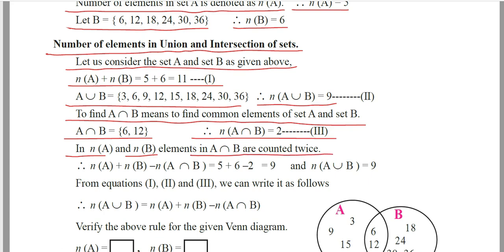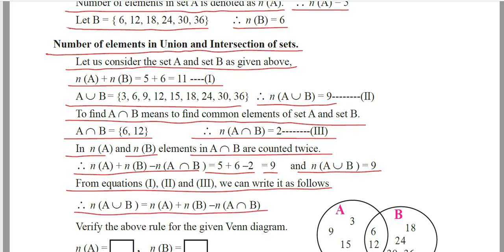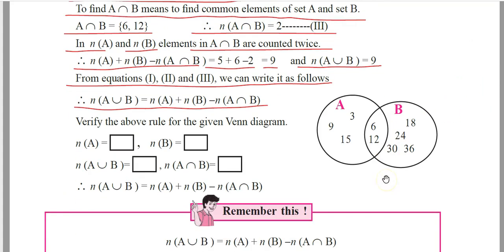In n of A and n of B, the elements of A intersection B are counted twice. n of A plus n of B minus n of A intersection B is equal to 5 plus 6 minus 2 is equal to 9. Therefore, n of A union B is equal to 9. Therefore, from equations 1, 2, 3, we can write n of A union B is equal to n of A plus n of B minus n of A intersection B.